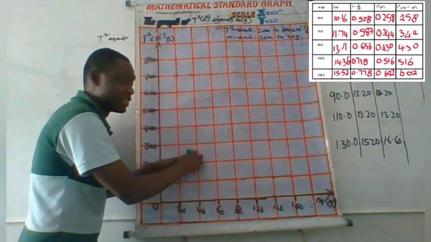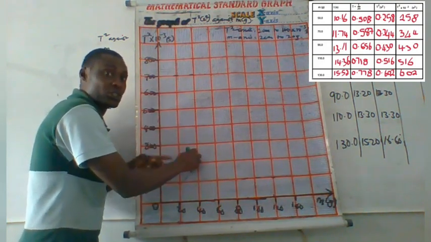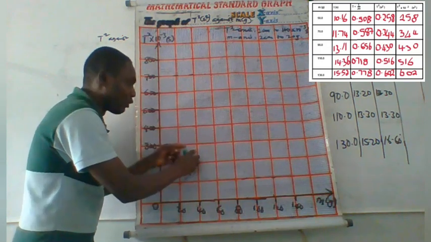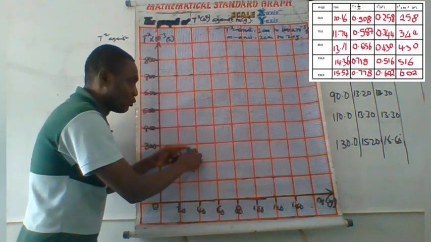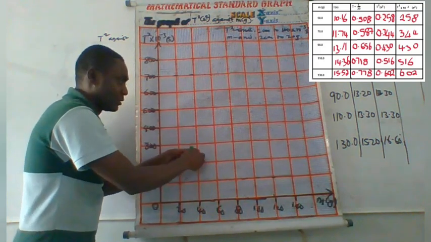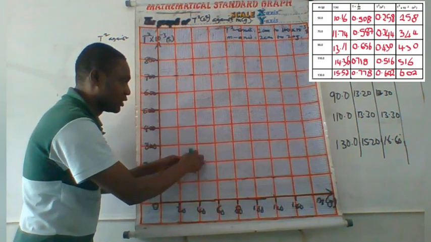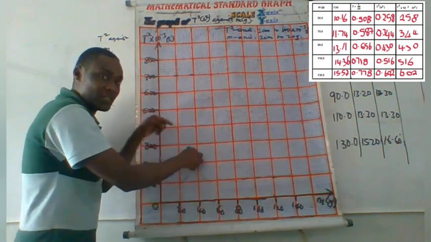So 258 is between 250 and what? 260. So we just use our discretion to look for a point here. Okay, let me go again. This is 200, 210, 220, 230, 240, 250, 260. So I'll bring it back then.